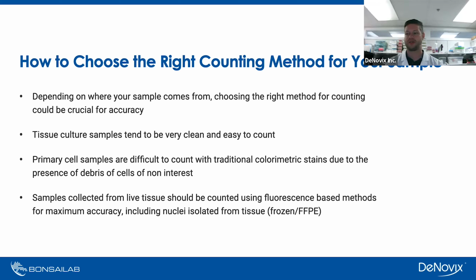Traditional colorimetric stains are going to make it very difficult to count this type of sample. And that's just simply due to the presence of debris or cells of non-interest, such as red blood cells. So we really recommend that samples collected from live tissue should be counted using fluorescence-based methods for maximum accuracy. And this also includes nuclei isolated from tissue or frozen or FFPE nuclei isolation samples.